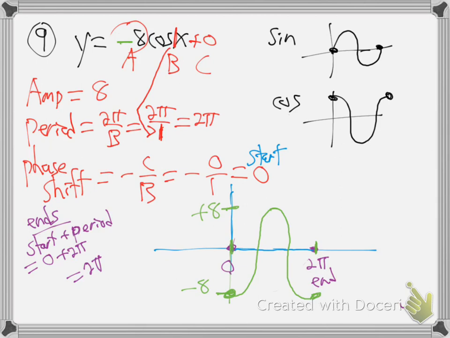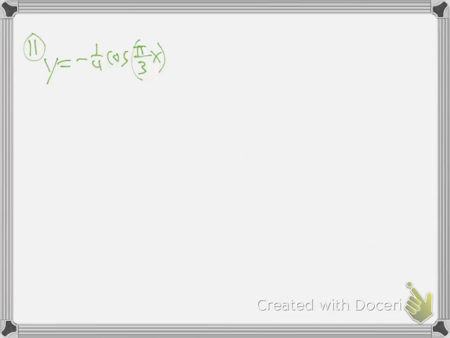So really, cosine is all the same stuff we did for sine. It's just in the end, you either put a U or an upside down U between the start and the end. Everything else is the same for sine and cosine. Okay, there you go. Try that one.